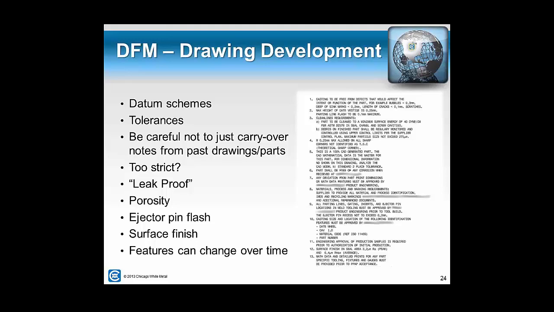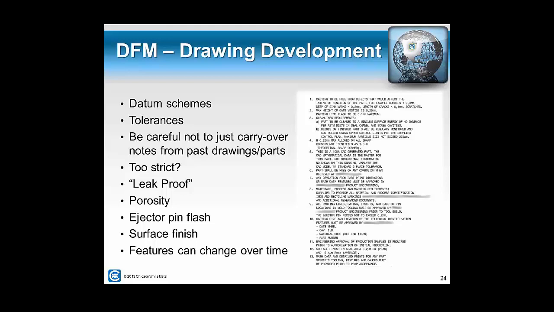Same with porosity. Sometimes the porosity notes that customers put on drawings are overly complex and really do add cost into the product where maybe it isn't needed. So again, just a caution to work with a die caster and come up with a plan that makes sense for everybody. Ejector pin flash and surface finish. Again, depending on the requirement, sometimes we see notes that are overly strict. And the last item, keep in mind that some of these features might change over time.